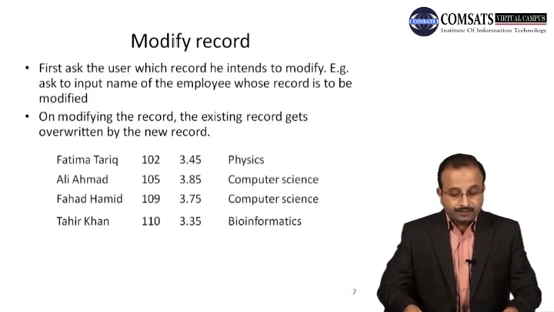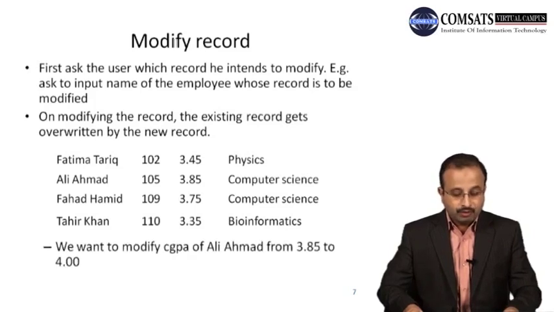So for example, this is the original record, 4 records, and we want to modify the CGPA of Ahmed Ali from 3.85 to 4.00. For example, we mistakenly input 3.88, and in fact the CGPA of Ali Ahmed is 4.00. So when we modify this record, the modification will take place on the same place, that is over here. So only that record will be modified.